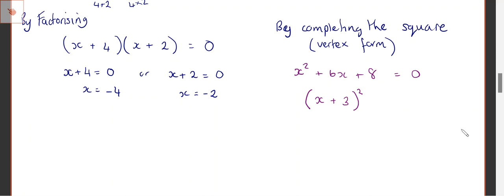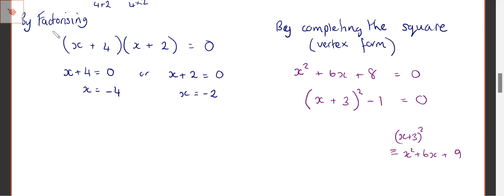We've got to complete that bit. x plus 3 squared would give me x squared plus 6x plus 9, but I want plus 8, so I need to minus 1. Okay, so I've completed the square.